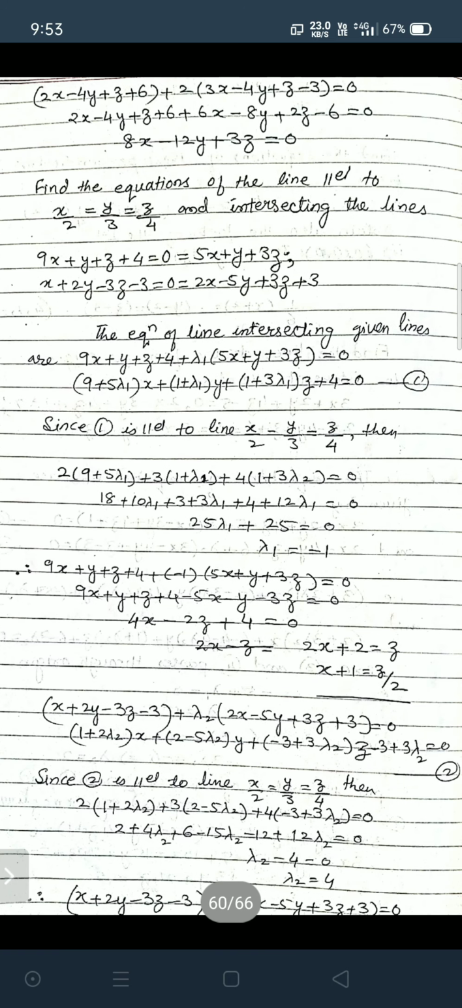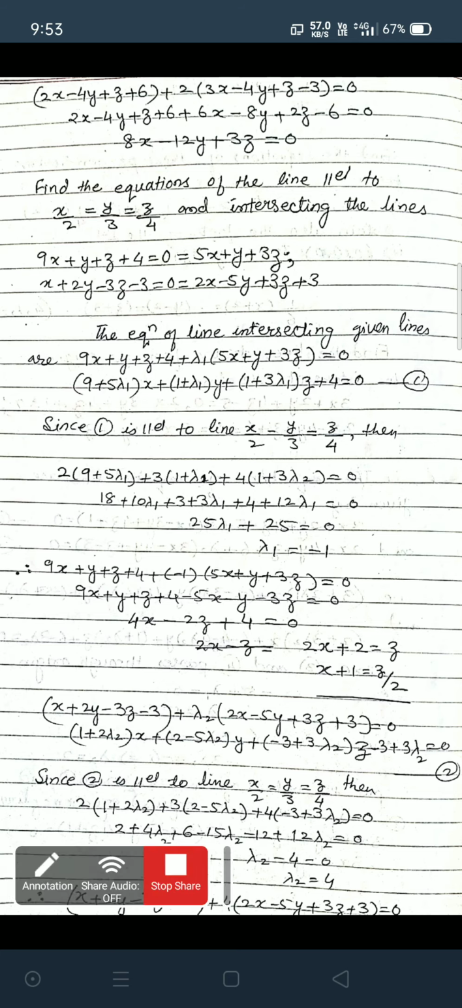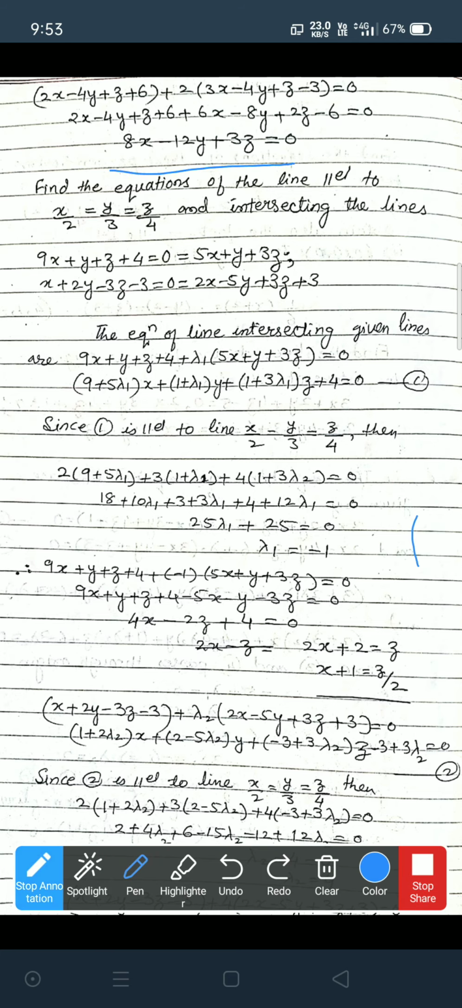And similarly, if we put the value of lambda 2 in equation second, we get the equation as 8x minus 12y plus 3z is equals to 0. The examples are almost the same, with only a slight difference. Understand this example?